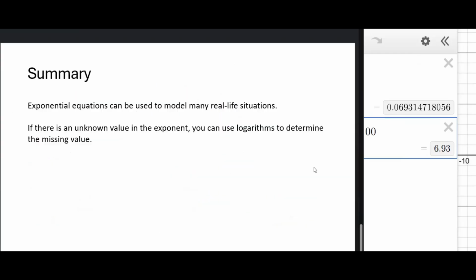So remember, exponential equations can be used to model many real-life situations. If there's an unknown value in the exponent, you can use logarithms to help you determine that missing value.